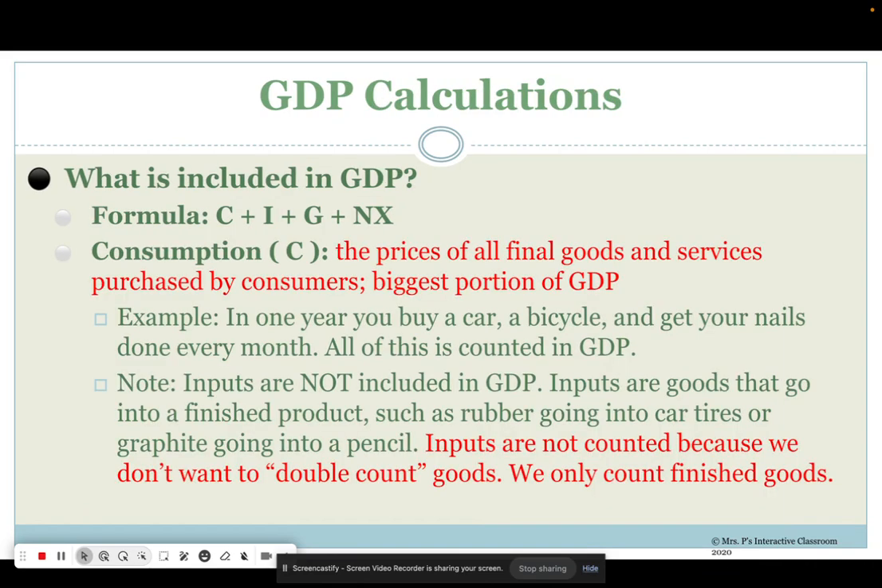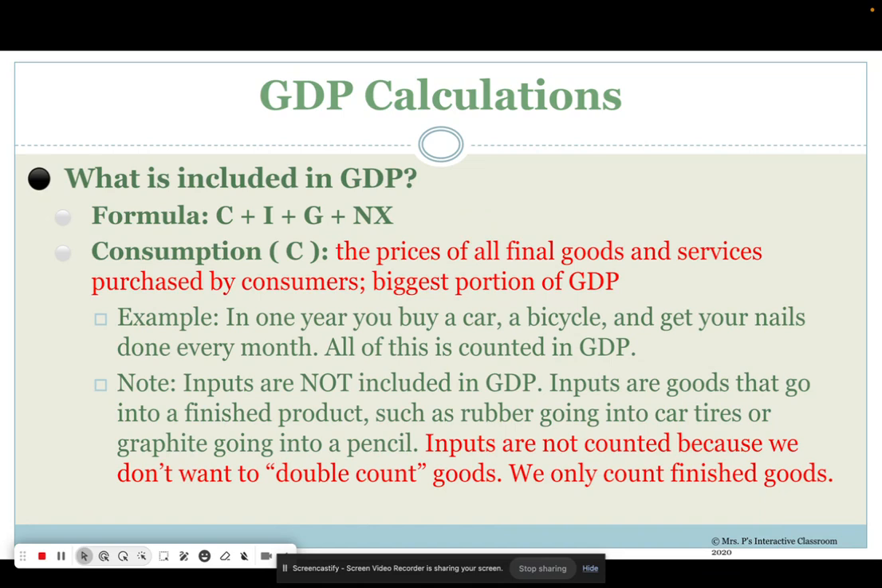So what goes into this, right? What is C? The first one, C, is consumption: the prices of all final goods and services purchased by consumers. It is the biggest portion of GDP. So, for example, in one year you buy a car, a bicycle, and you get your nails done every month. All of this is counted in GDP. These are all goods and services that you purchased.